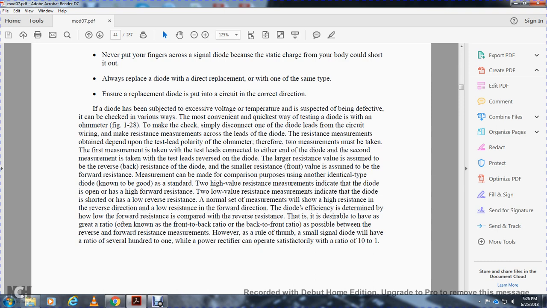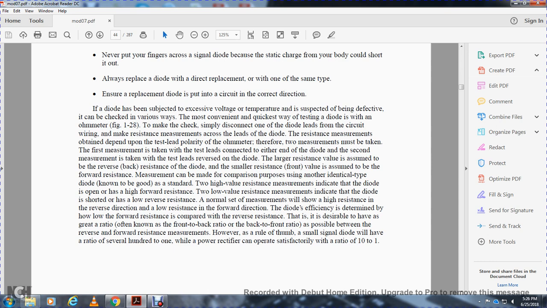A resistance measurement that is too high indicates the diode is open and has high forward resistance. A resistance measurement that is too low indicates the diode is shorted and has low reverse resistance. A normal set of measurements will show high resistance in the reverse direction and low resistance in the forward direction. The diode's efficiency is determined by how low the forward resistance is compared with the reverse resistance.